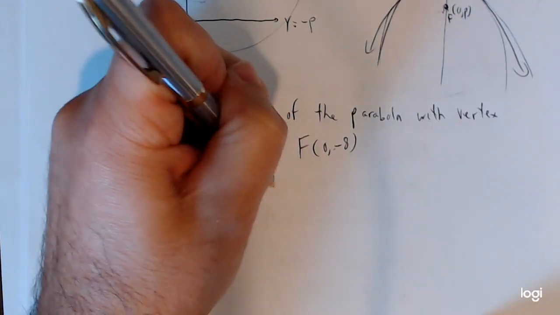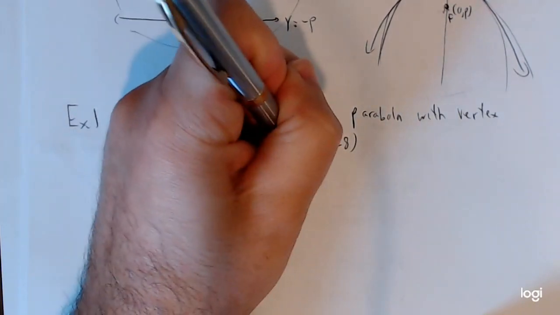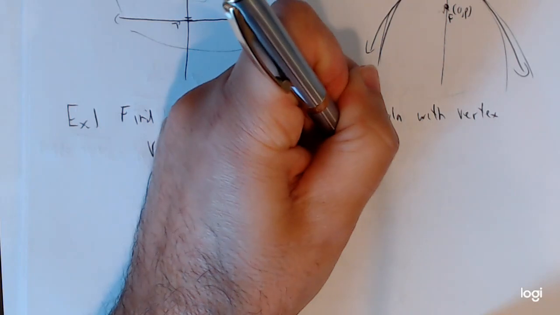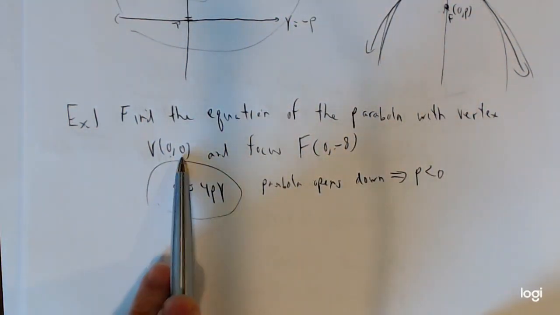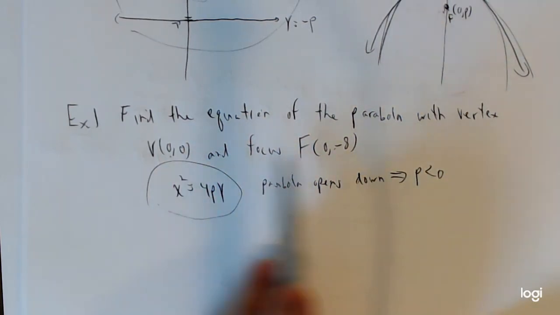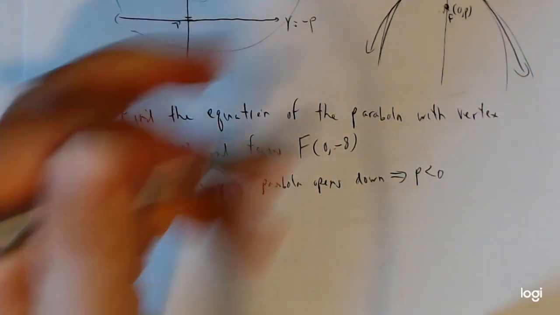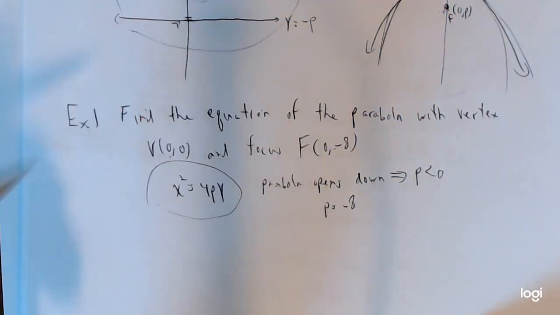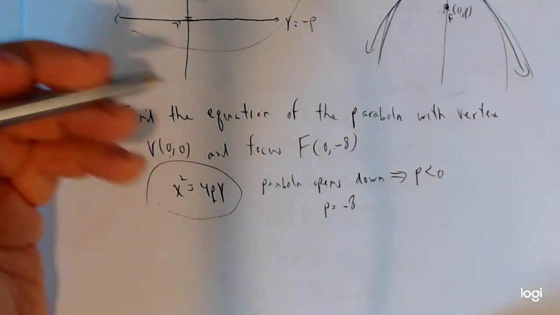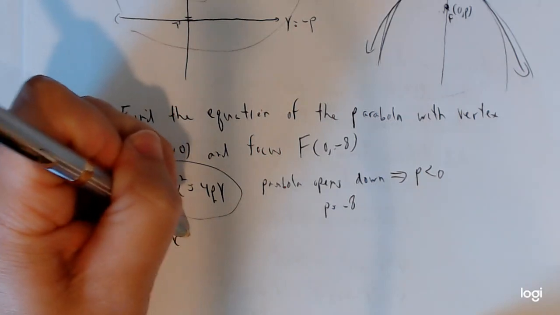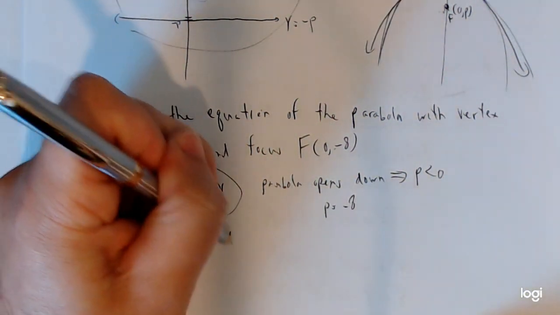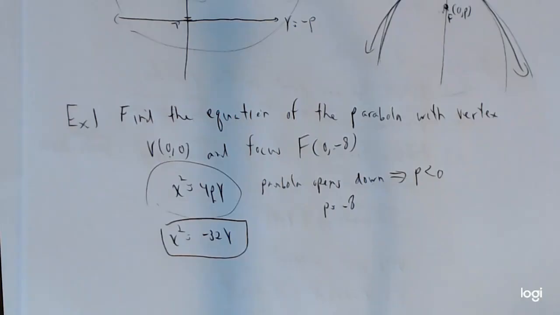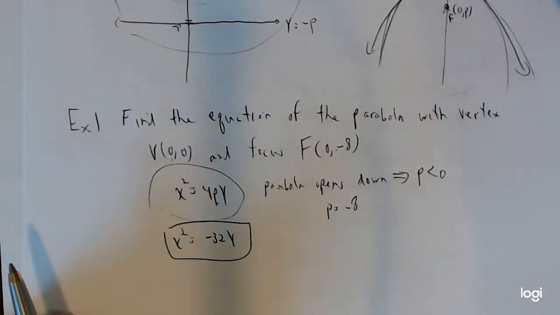Therefore, we're saying the parabola opens down, which implies P should be less than 0. So if that's the case, how many units do I travel to get to the focus? 8 units down. So what does that mean? P is -8. And once we have P, then we're pretty much done, because what is the equation of this? It'll be x squared equals, if I plug in -8 for P, I get -32y. And there's our equation, okay? So we could see how once we have P, then we have the equation ready to go, okay?